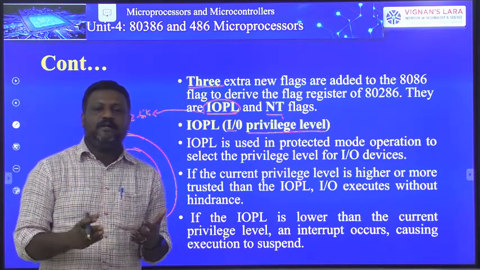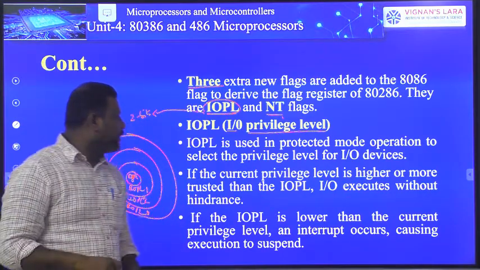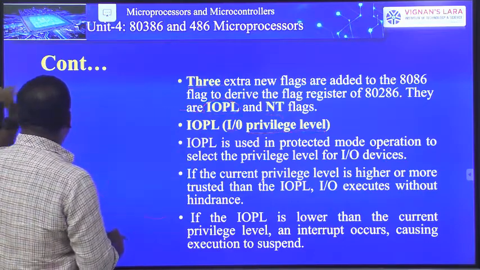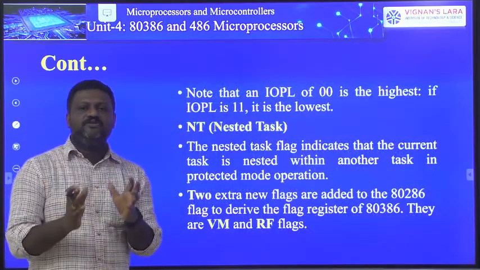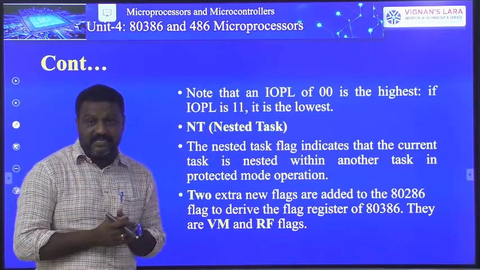So, in order to select which privilege level we need for an operation, that is programmed with the help of these IOPL bits. These are 2 bits which are newly defined in 80286. And another one is NT, meaning nested task.